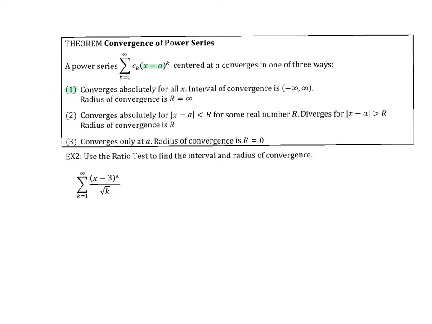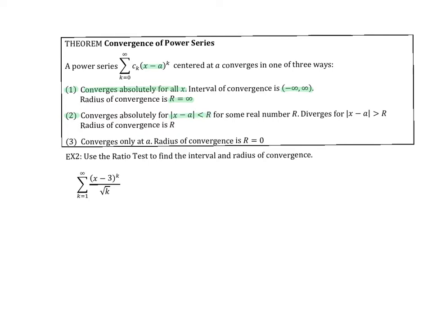First way, it can converge absolutely for all x, and that's what we saw in that first example, example 1a. We saw that the interval of convergence is negative infinity to positive infinity, and in that case our radius of convergence is positive infinity.